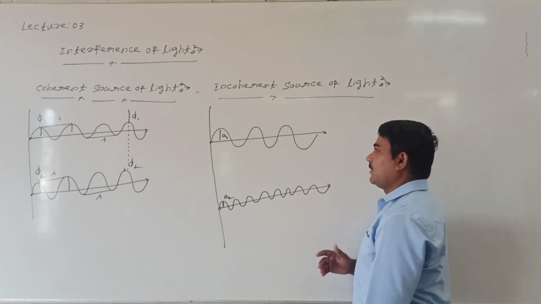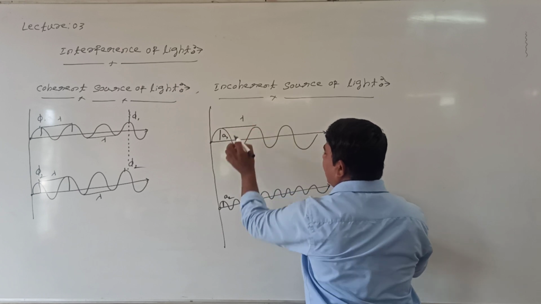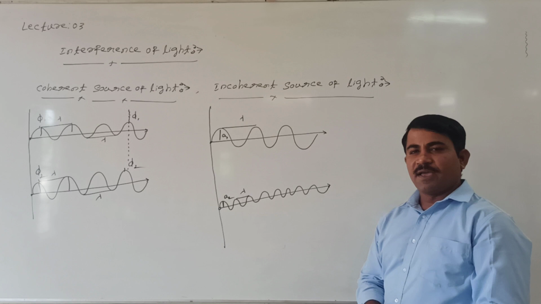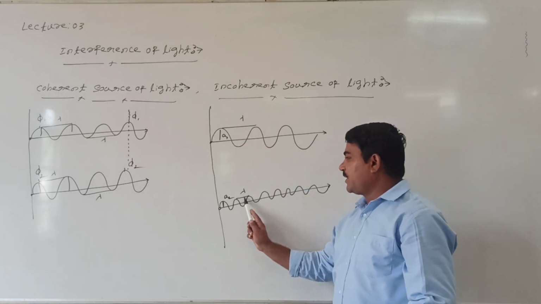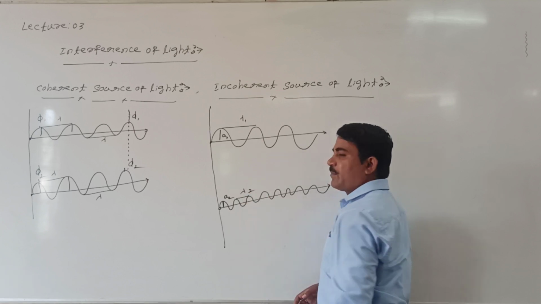Then look at here. Look at me. I can call the distance between any two crests the wavelength. Here is a smaller wavelength, which I can represent by lambda. Here is a bigger wavelength. What about here? A smaller wavelength, which I can represent as lambda 1 and lambda 2.